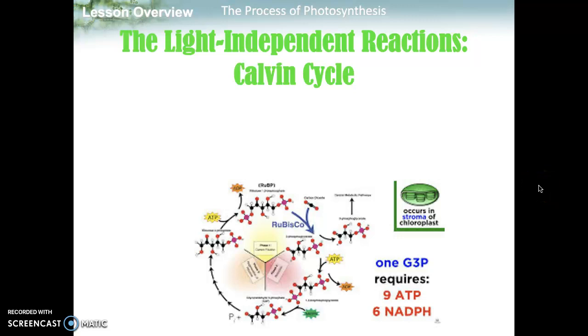And welcome back to part 2 of photosynthesis. In this part, we're going to be talking about what is called the light-independent reactions, or what is more commonly known as the Calvin cycle.